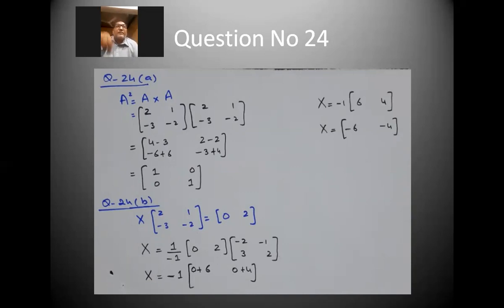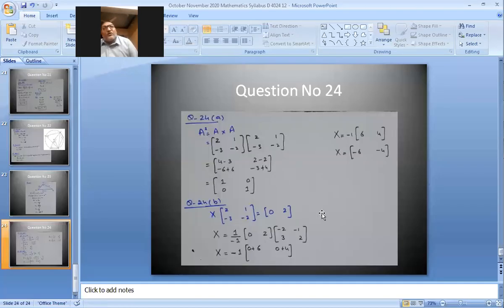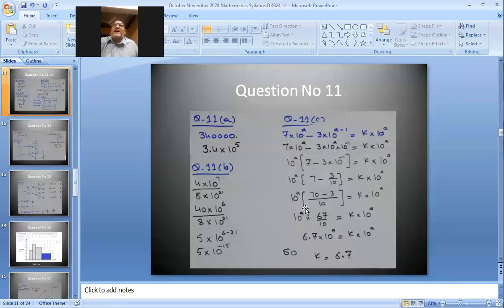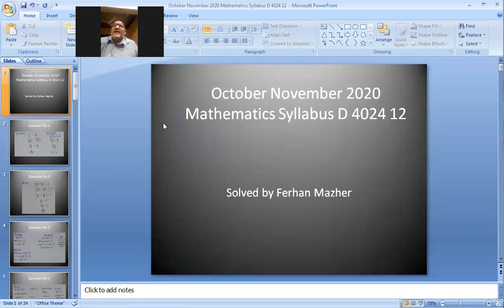In this particular paper, I think we are doing the October, November 2021 paper. This is the second time in the same paper you have to calculate the inverse of a matrix. So you see this is a very important concept. So this is how you do question number 24. So my dear students, we are done with this paper.